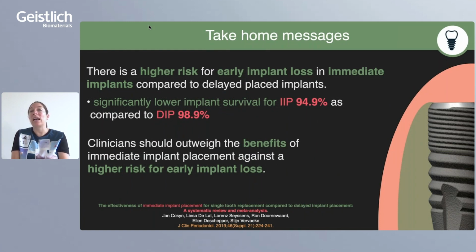In general, there is a higher risk of early implant loss when placing immediate implants, with up to 4% more implant loss. All were early implant losses when compared to delayed implant placement, so type 3 implant placement. So when you decide to go for an immediate implant, you always have to make sure that the benefits of placing an immediate implant outweigh the risk that you take in early implant loss.